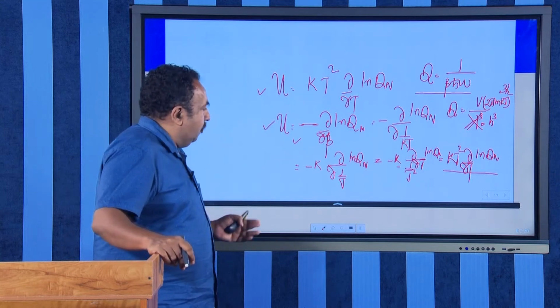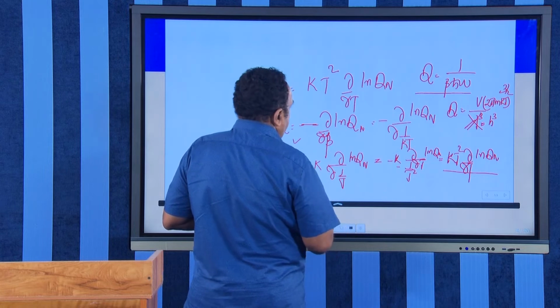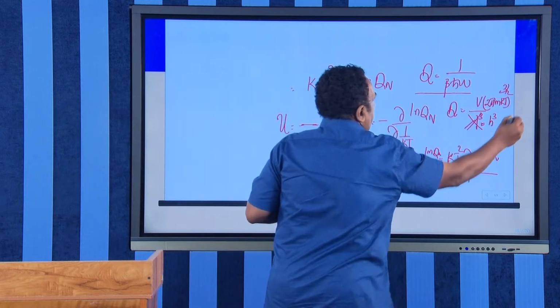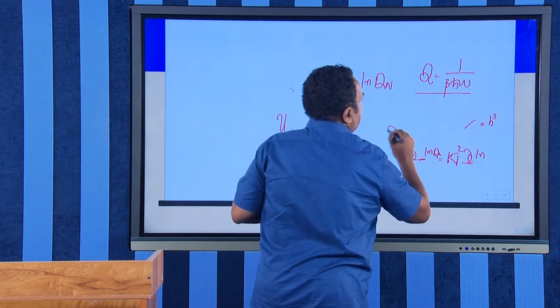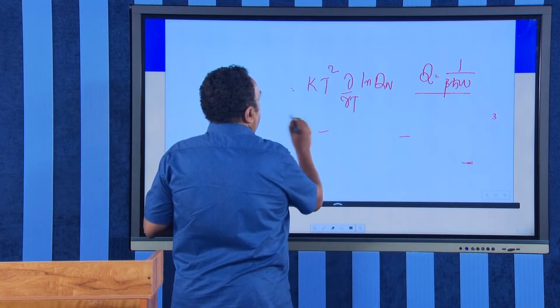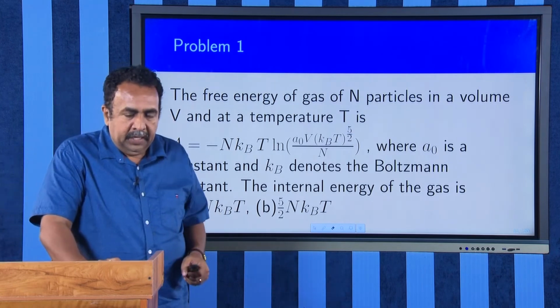Therefore, now you have two formulas. One formula is minus dou by dou beta of log Qn, and the second formula is kT square dou by dou T of log Qn. Therefore, with these two equations, you will be able to obtain the internal energy. Now, we will go for some problems.